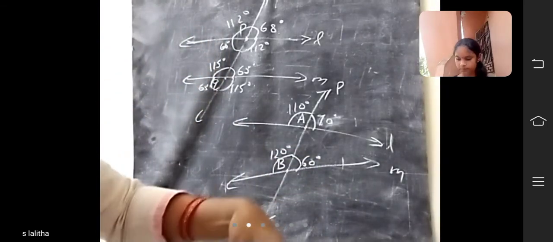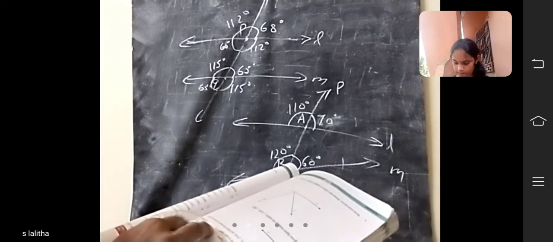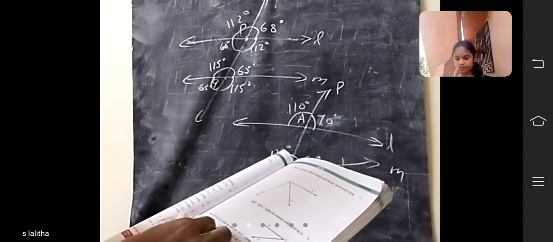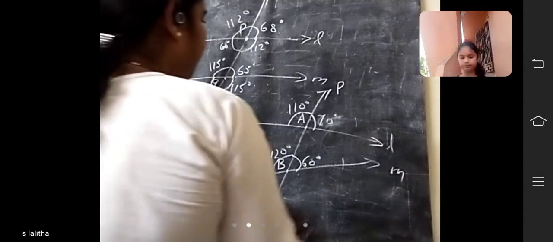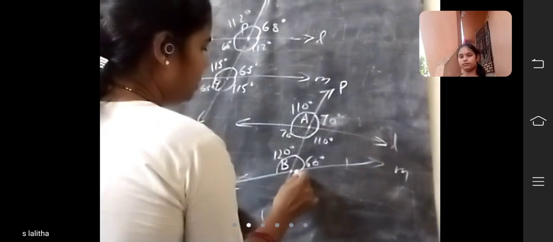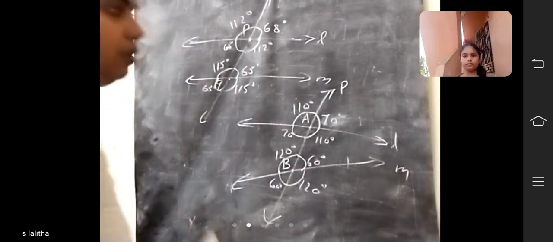Okay, now reverse the book and measure the angles. Reverse the book and measure the angle. What will you get here? 70 degrees. Here it will get 70 degrees. Here 110 degrees. Here also 60 degrees. Here 120 degrees. Okay.